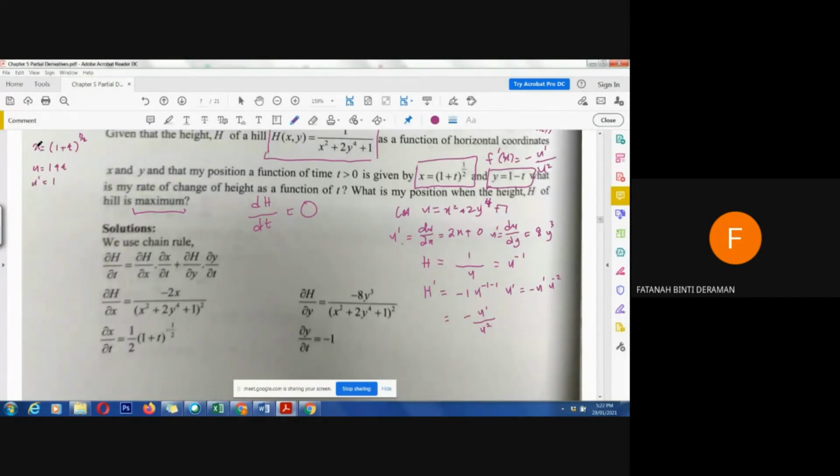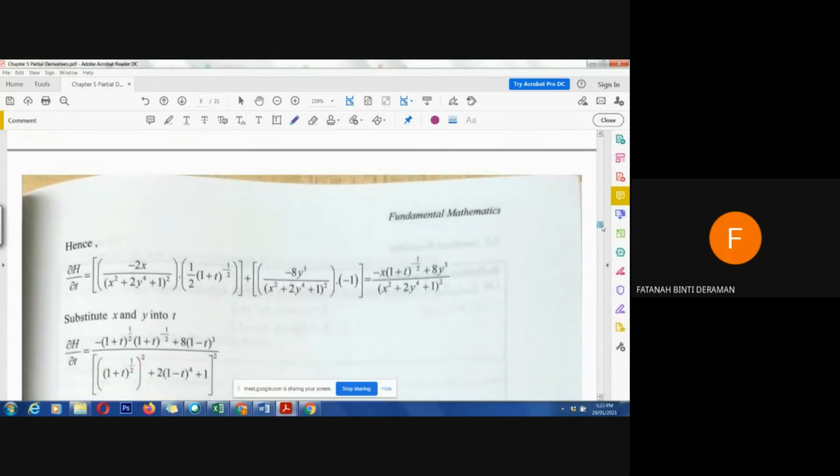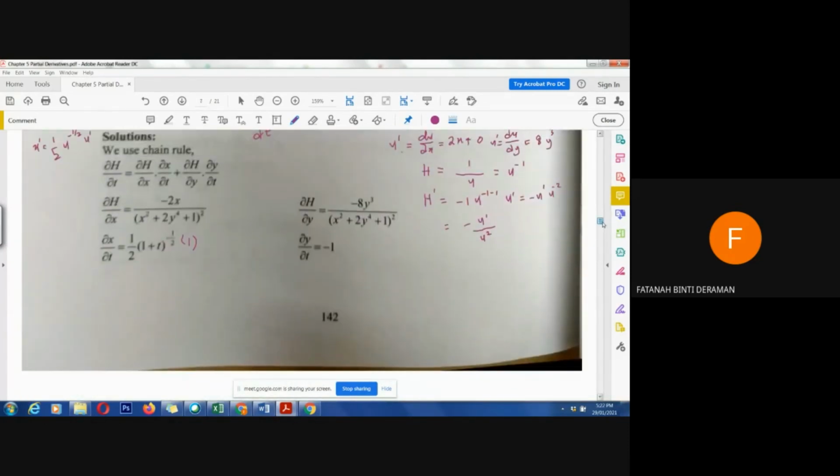If you want to differentiate x here, x equals u to the 1/2. So x prime equals 1/2 times u to the negative 1/2, and then u prime. Because u prime is 1, there is no effect. For y with respect to t, we get negative 1, from the negative t.